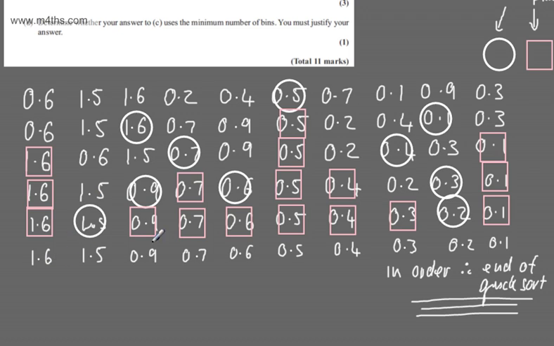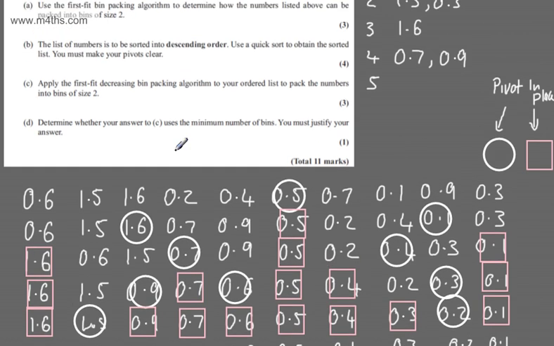One thing, do check that this is just in order. So is it in order? Yes, it's in order. If you have made a mistake, just scrap it, go back to it. In part C, we need to apply the first fit decreasing bin packing algorithm to your ordered list to pack the numbers into bins of size 2.